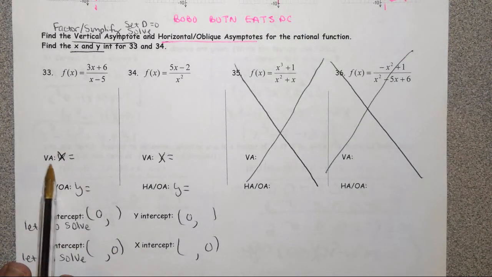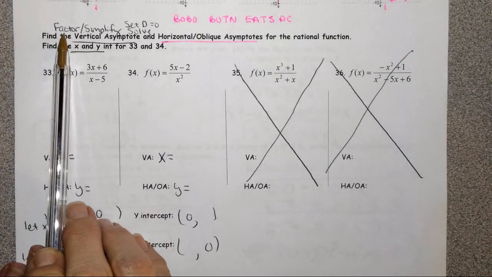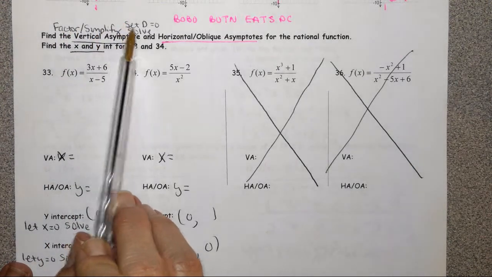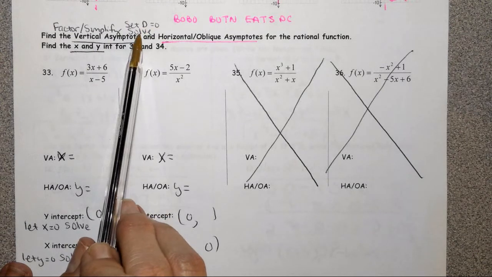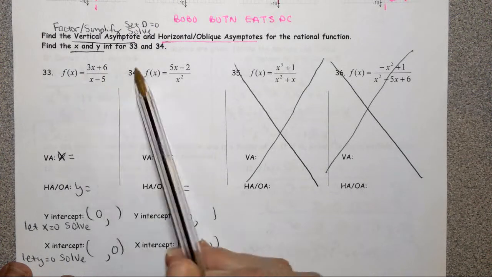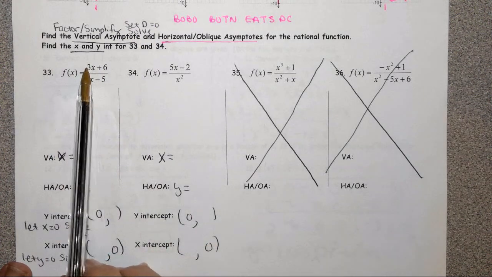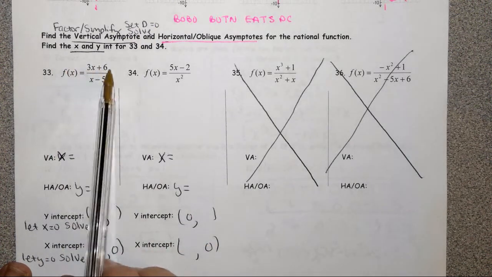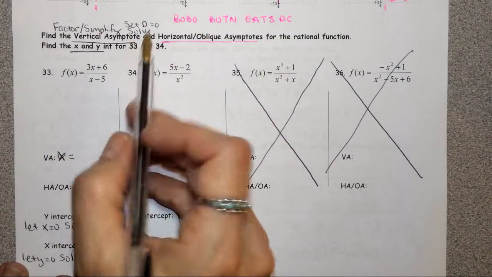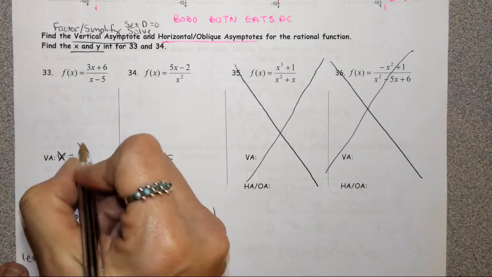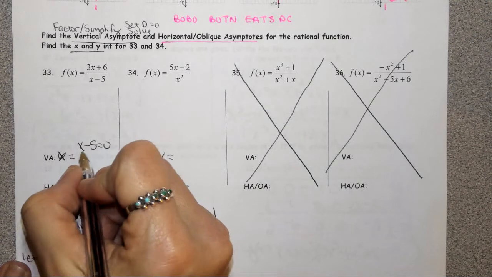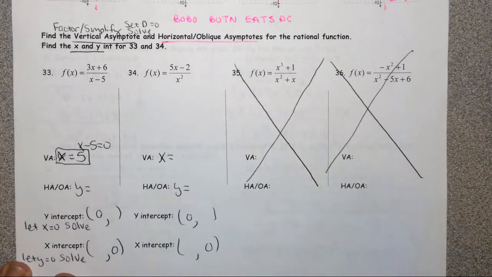When they ask you to find the vertical asymptote, you need to factor and simplify. Once you've simplified, you're going to set the denominator equal to 0 and solve. So on number 33, you'll notice there's nothing to factor here. If I pulled out a GCF right here, I would have x plus 2, so nothing cancels. So since there's nothing to factor, I simply set the denominator equal to 0, and I solve. So if I solve that, I get x equals 5.